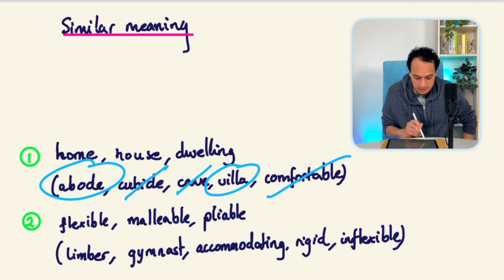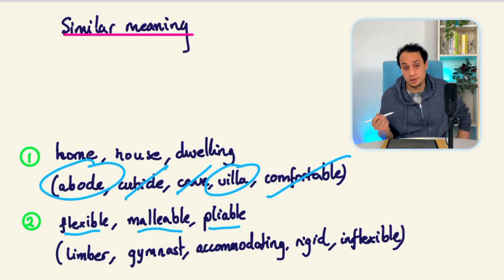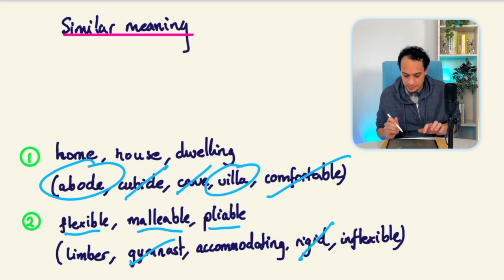So these are all adjectives, right? Flexible, malleable, pliable. So gymnast is a noun. Someone who is flexible, but it's not a similar word. So we can cross that out. Then we've got rigid. Rigid obviously means the opposite of flexible, malleable, pliable. So we're going to cross that out because that's an antonym. So we'll cross that out. And then inflexible is very similar. So that's also an antonym. So we can cross that out. And we're left with limber and accommodating.